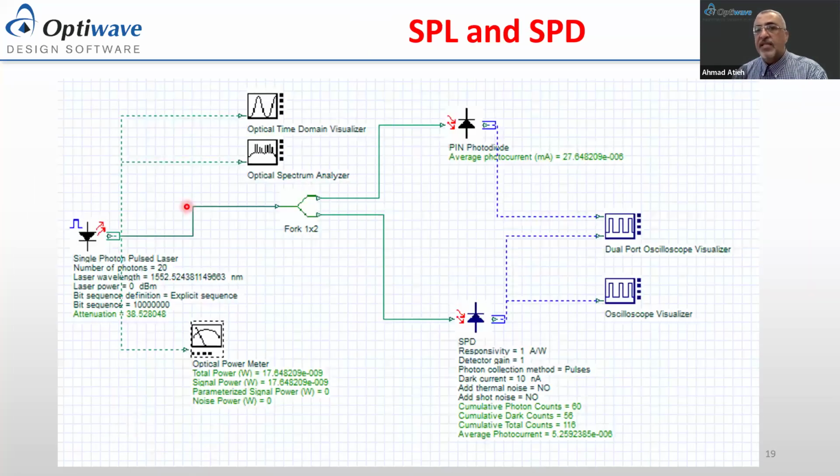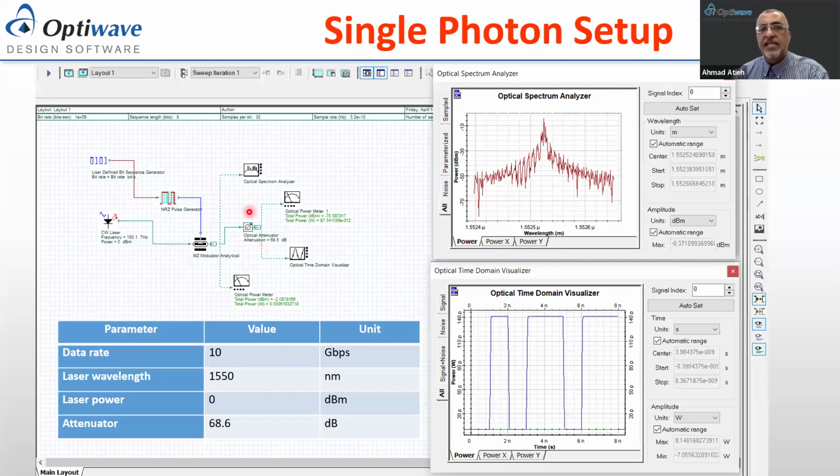Using that, we created the single photon pulsed laser. And with that, users will be able to set up the number of photons they want at the output port. The component basically has an internal attenuator. It calculates the average power, and it calculates how much attenuation I need to be able to get a single photon at the output of the device.